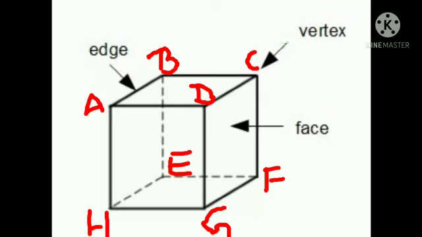Now the next thing we have to study in a cube is edges. In a cube there are 12 edges. Edges means the sides. For example, segments AB, CB, CD, AD, DG, these are all edges. So how many edges are there in your cube? There are 12 edges in your cube.